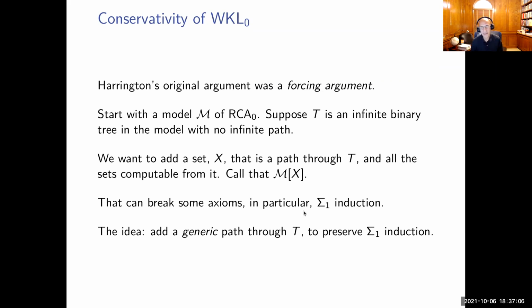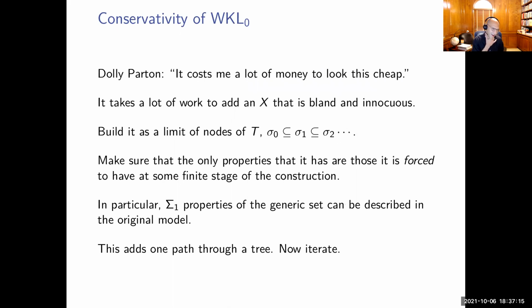And so the forcing idea is to add a generic path through T, pick a very nice path through T, one that will preserve Sigma_1 induction. The way I like to think about forcing arguments, Dolly Parton likes to go out saying, it cost me a lot of money to look this cheap. In a forcing argument, you want to add a generic object, one that is almost unnoticeable and has no distinguishing properties. You work really hard to construct something that's almost invisible. It just doesn't have any properties.